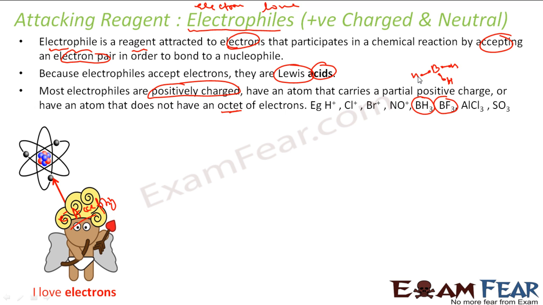Correct? So they have a scarcity of electrons, and this is also an electrophile. Most electrophiles are positively charged, but some are neutral, and the neutral ones should be electron deficient. For example, H plus is a good electrophile. We saw Cl minus before, but here we have Cl plus and Br plus. AlCl3 and SO3 are all good electrophiles. We will see one reaction.